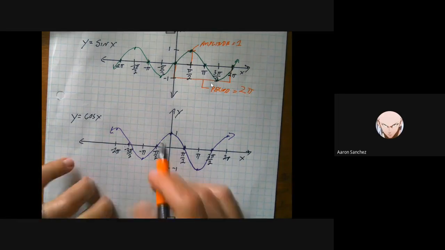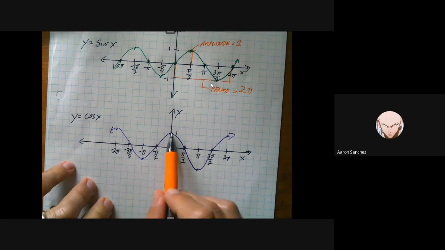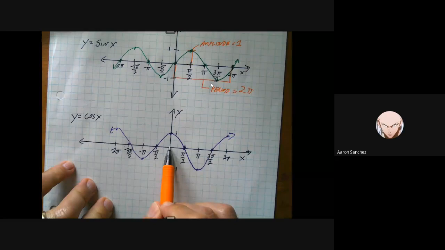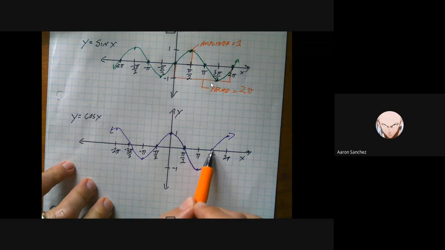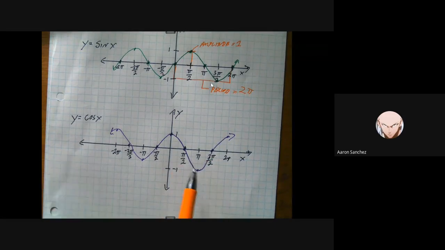And same with my cosine function. Look, my amplitude is 1 from the top to the middle. My period, up, down, up, and then back to the top is also 2 pi because it takes me 2 pi to go around the unit circle.